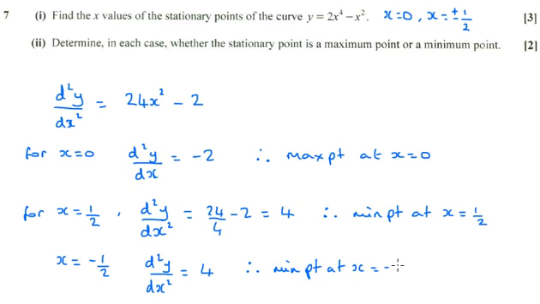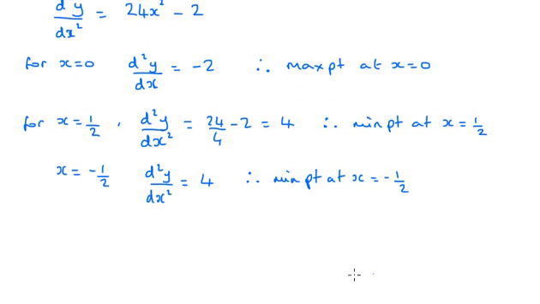So my initial discussion about using the graph, or just knowing the shape of the graph to help you, would have been correct. Here's our 0, here's our minus 1/2, and here's our plus 1/2, and we've got a maximum point at 0 and minimum points at plus or minus 1/2.